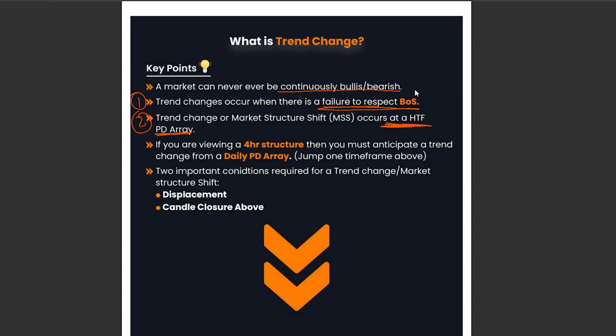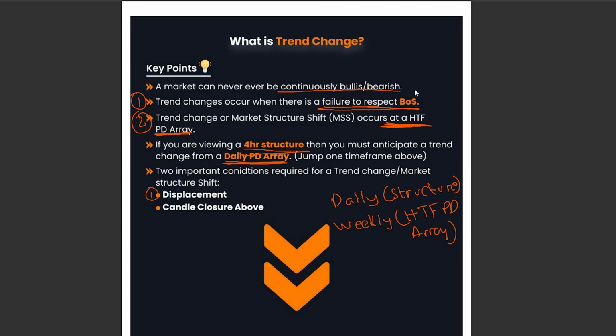Now we have studied many PD arrays in the previous videos, so you can check them out. Let's suppose, for example, you are viewing a 4-hour structure, then the trend change will occur at a daily PD array. You just jump one time frame. Let's suppose that I am seeing the daily structure. So where would I mark my higher time frame PD array? On the weekly level. Just jump one time frame above. Daily would be my structure, then the higher time frame PD arrays would be marked on which chart? On the weekly chart.